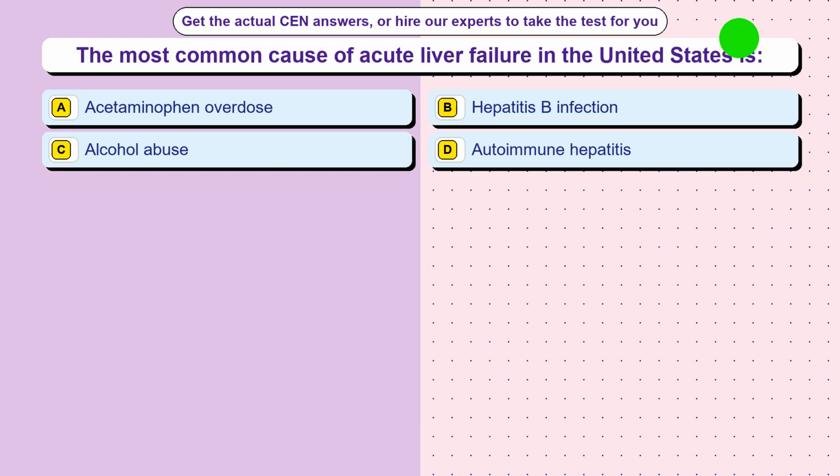Question 9. The most common cause of acute liver failure in the United States is: Option A, acetaminophen overdose. Option B, hepatitis B infection. Option C, alcohol abuse. Option D, autoimmune hepatitis.